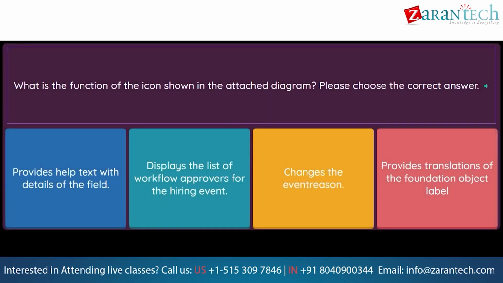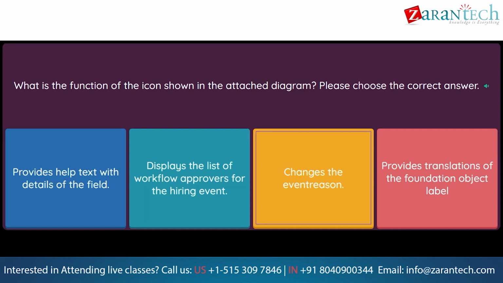Question: what is the function of the icon shown in the attached diagram? Please choose the correct answer. Option 1 provides help text with details of the field. Option 2 displays the list of workflow approvers for the hiring event. Option 3 changes the event reason. Option 4 provides translations of the foundation object label.